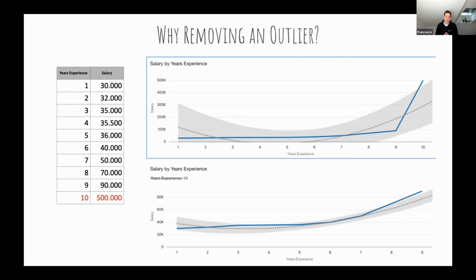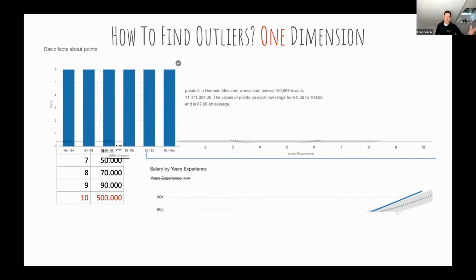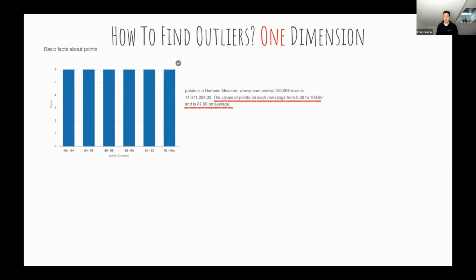How do we find the outliers? Well, if we have just one dimension, or we analyze one dimension at a time, we can use some of the features of Oracle Analytics, in the specific case explained, that will tell us that you have a data range. It's the same wine data set that we were talking about before. The data range goes from 0 to 100, but the average is 87. So you can start realizing that the distribution of the points in the wine is not really centered on 50 points, which is what you would expect.